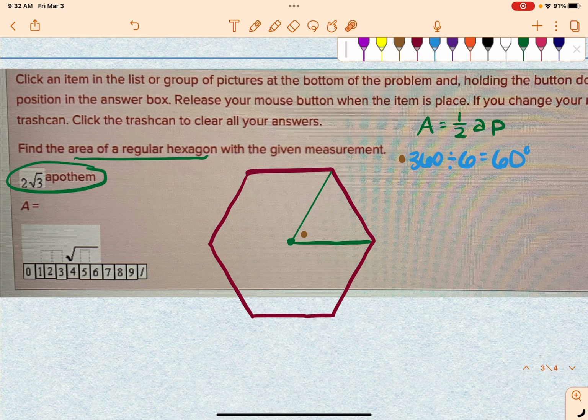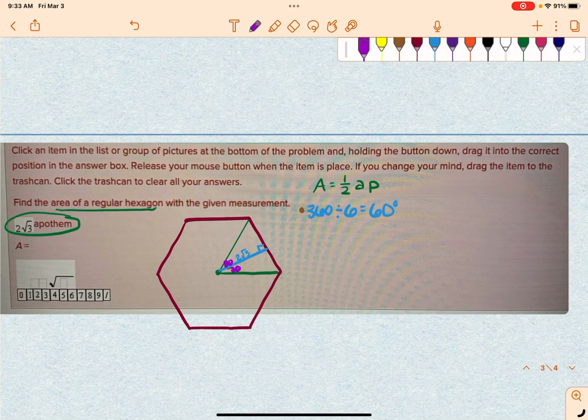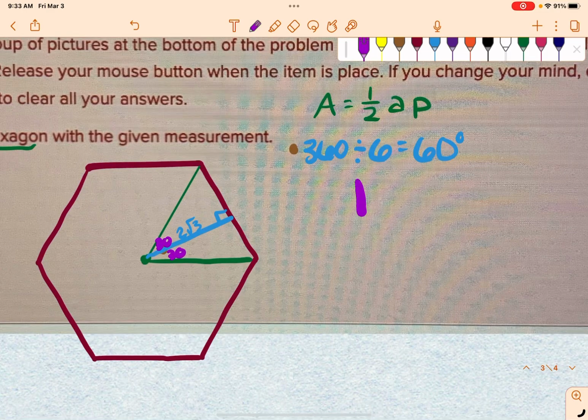So this angle right here would be 60. Now, the apothem goes right down the middle there. So it's the height of the triangle that gets made there. So this is 2 square root of 3. And you know that this whole angle here is 60. This kind of cuts it in half. So that means this is 30 and that's 30. Now that means in that little spot right there, that's a 30, 60, 90 triangle.